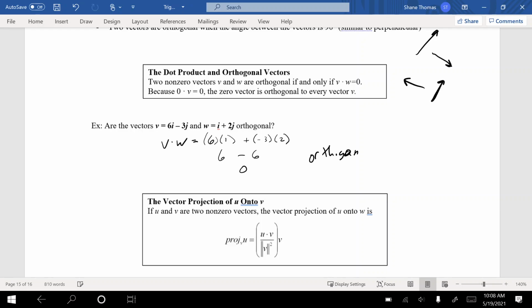I can't spell. I tell you, I remember the first time I learned this, I'm like, why the heck do we not just say perpendicular? You know what I mean?